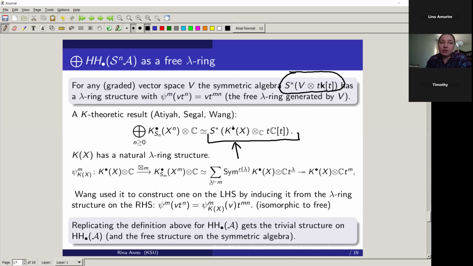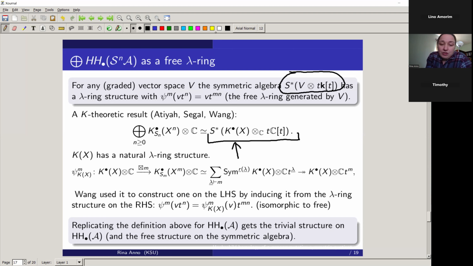So there is no chance to start with an A and suddenly have some additional grading on its Hochschild homology that would correspond to the cohomological grading for some X. So this is the way it happens in the commutative case.